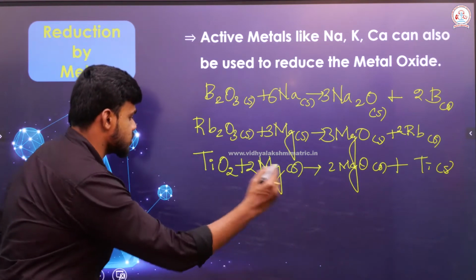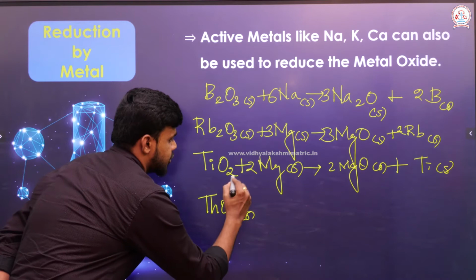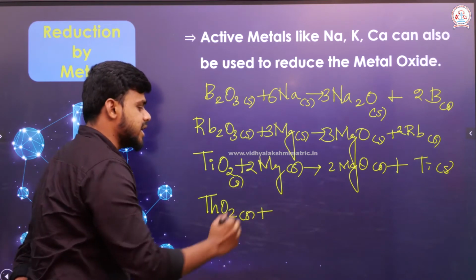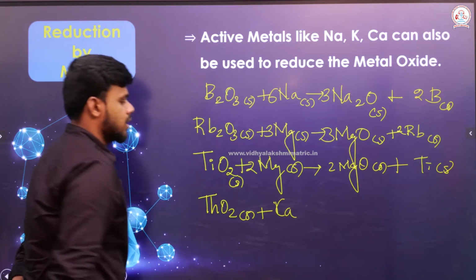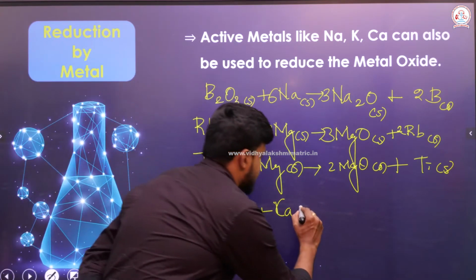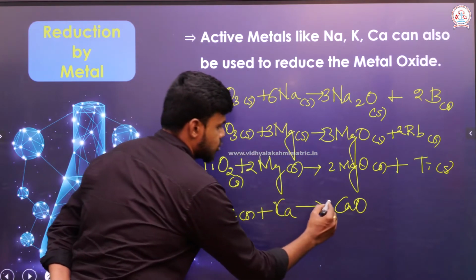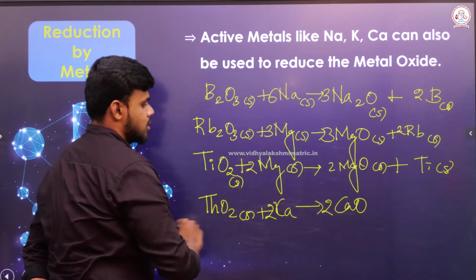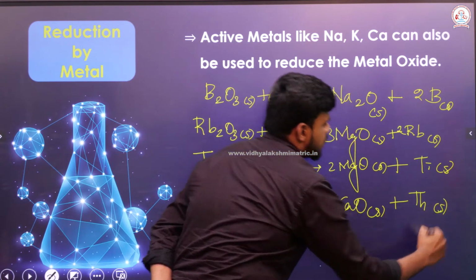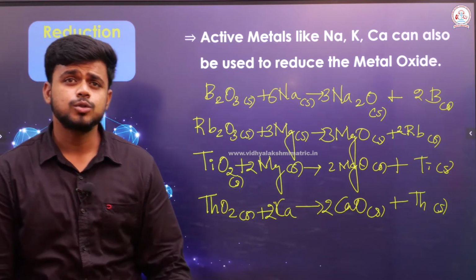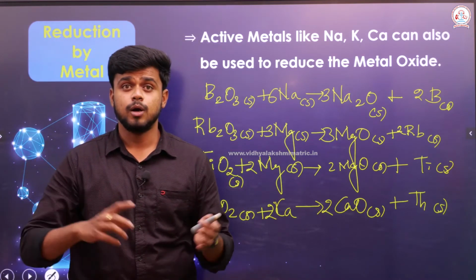And thorium dioxide also can be used. ThO2, which is existing in the form of a solid, can be reduced with the help of calcium. So calcium will take up this oxygen and go as CaO. Right. So 2 moles, so let me mention it as 2. So thorium just deposits as it is. So these are other methods through which a metal oxide can be reduced by a metal also.